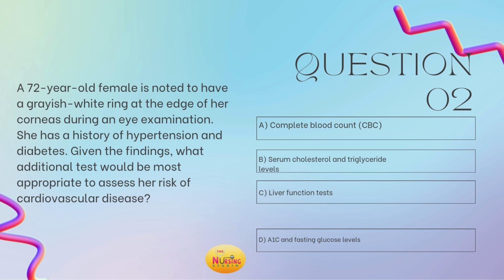But the stem of the question states, given the findings, what additional test would be most appropriate to assess her risk of cardiovascular disease? All right, so what do we have going on? A 72-year-old lady has a grayish white ring around her corneas on the eye exam. She does have a history of hypertension and diabetes, but we know that this again is a key identifier for arcus, right? So with arcus, one thing that we also want to review is the lipid panel, right? The cholesterol, the triglycerides, right? So your best answer here is B.